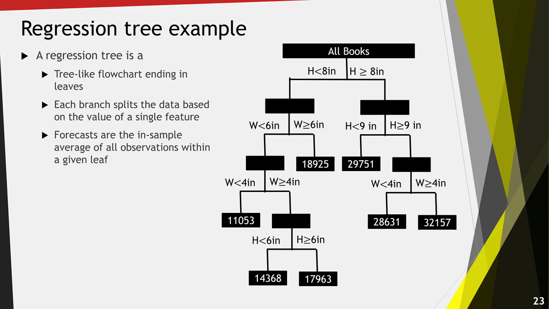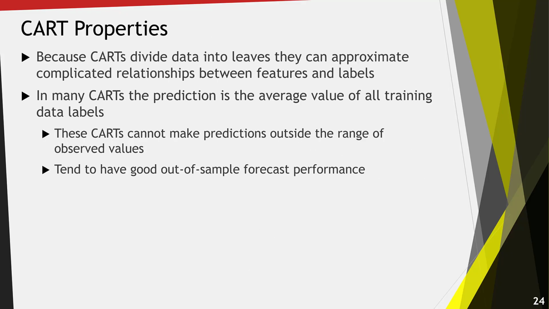The important things to take away from these examples are that a regression tree is a tree-like flowchart ending in leaves. Each branch is going to split the data in the leaf above it based on the value of a single feature. Forecasts from this model are the in-sample average of all observations within a given leaf. Regression trees specifically, and CART algorithms in general, divide data into leaves, and that means they can approximate complicated relationships between the features and the labels. In many CARTs, but not all of them, the prediction is the average value of all the training data labels within a particular leaf. This means that CARTs can't make predictions of values outside the range of observed values.